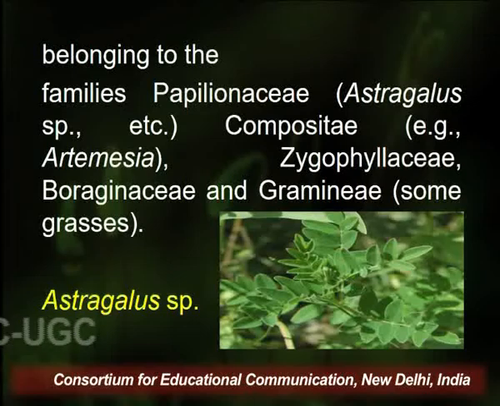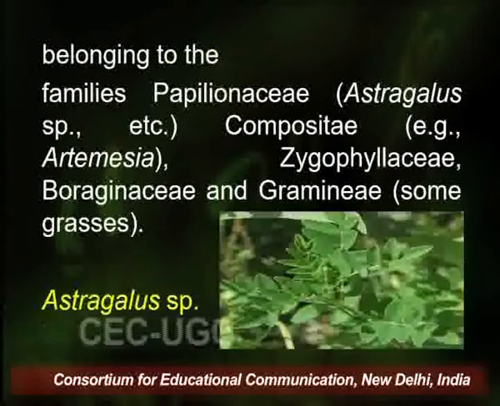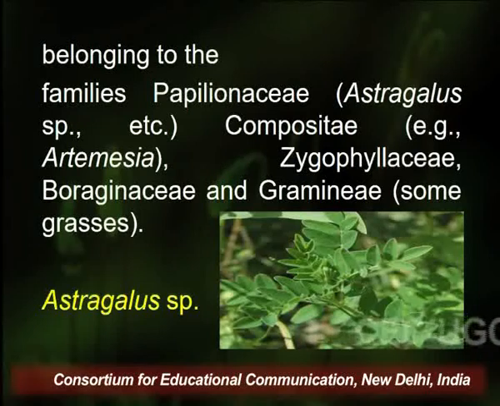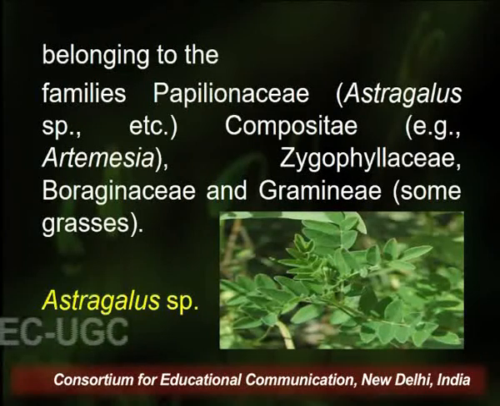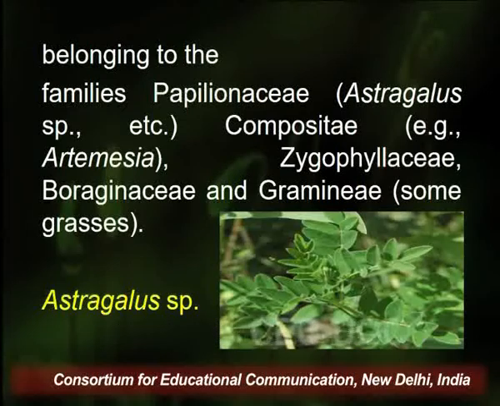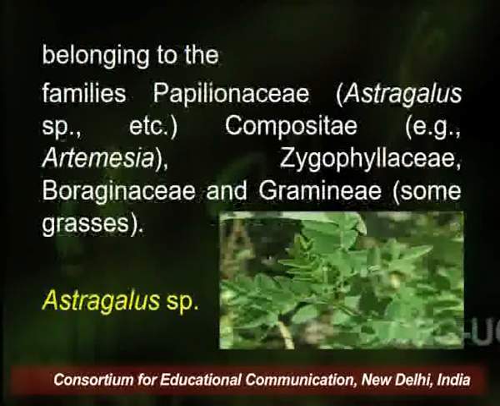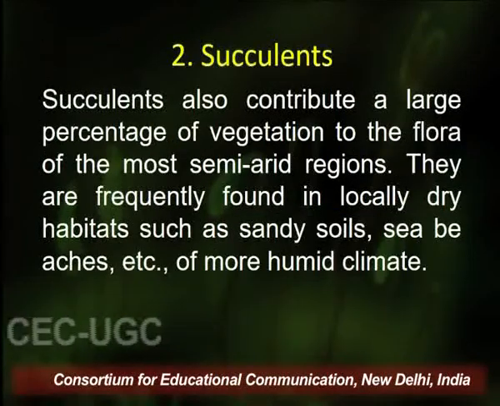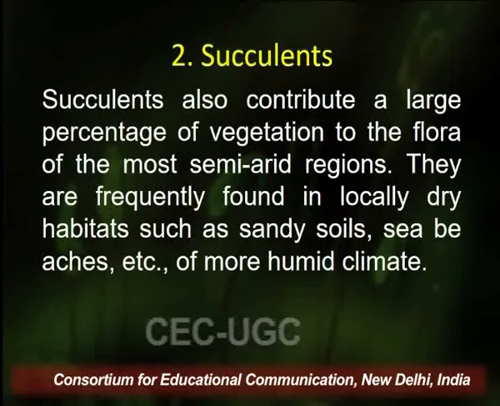Most of these plants are small, rounded, dense shrubs belonging to families Papilionaceae, for example Astragalus, Compositae, for example Artemisia, Zygophyllaceae, Boraginaceae and Gramineae. Now this figure is of Astragalus species. Then the second category of xerophytes is succulents.